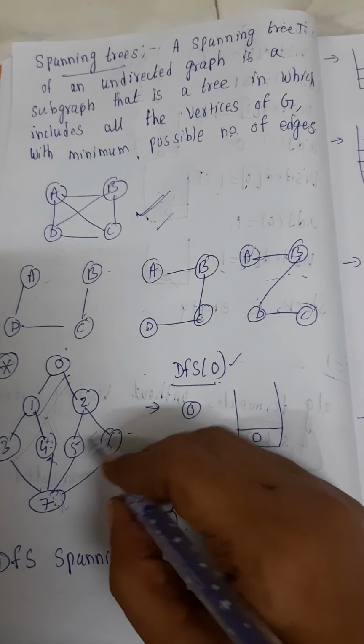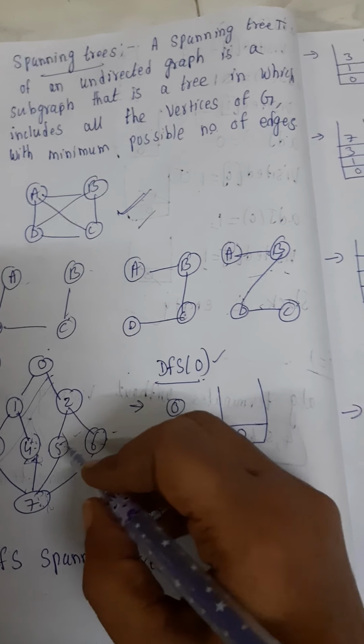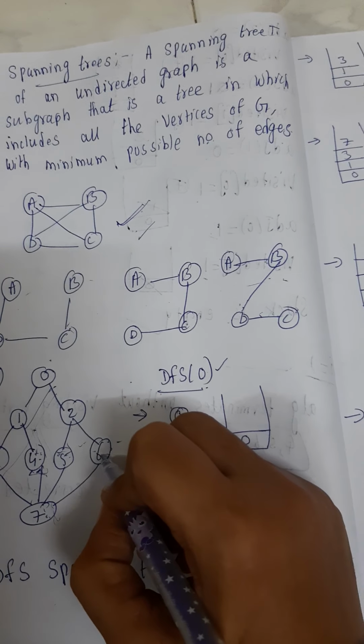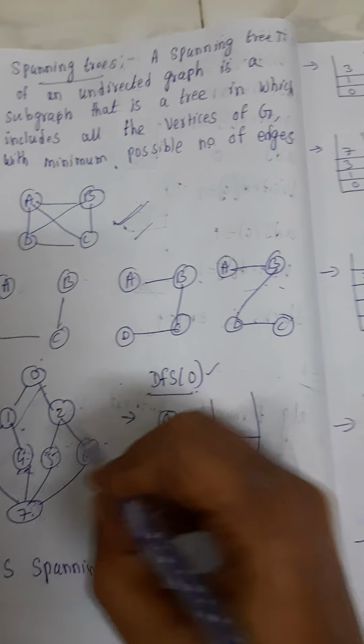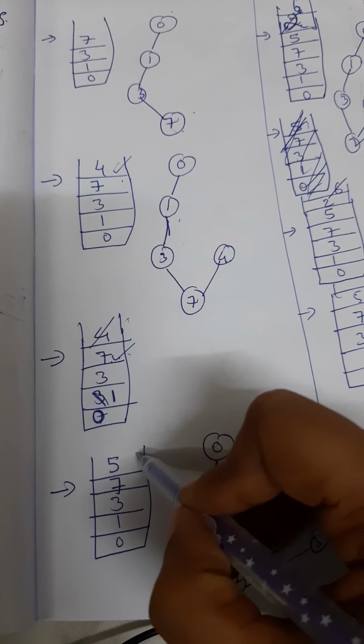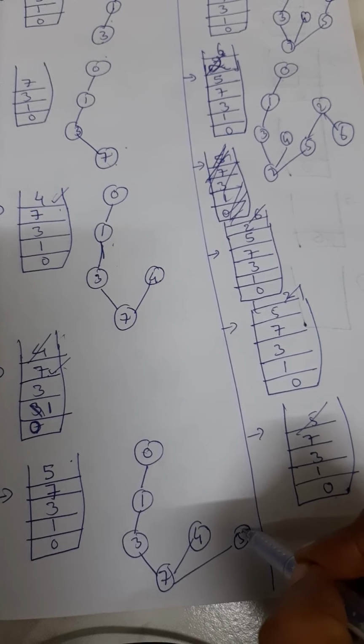7's adjacent vertices are 5 and 6. 4 we have already visited. 5 and 6, but only one you have to consider. Now I am considering 5. I am drawing the vertex and edge here.